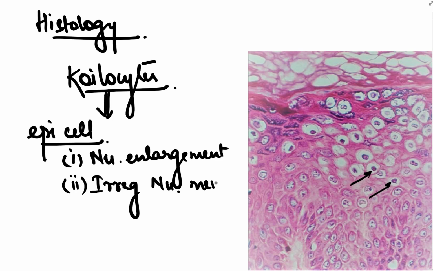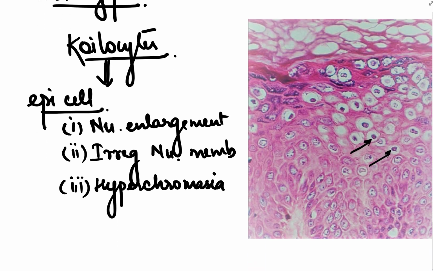So irregular nuclear membrane. Then hyperchromasia, that is, they appear dark. And the last one, perinuclear halo. So these structural changes are seen, and the nuclei appear pyknotic. Such changes seen in these epithelial cells give rise to coelocytes. So coelocytes are seen on histology of anogenital warts.